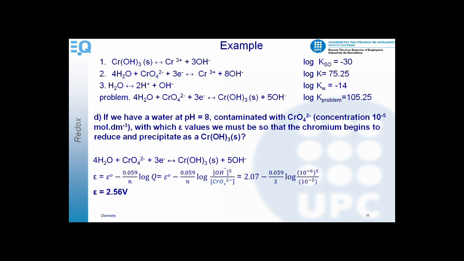The Q has the same expression as K, the constant of the reaction, but the concentrations are different. The Q is the value of the hydroxide concentration to the power of 5 divided by the chromate concentration. Water and electrons are not taken into consideration. We don't include chromium hydroxide either, as it's a solid and has an activity of 1. Substituting the concentrations given by the introduction of the problem, the result is 2.56 volts.